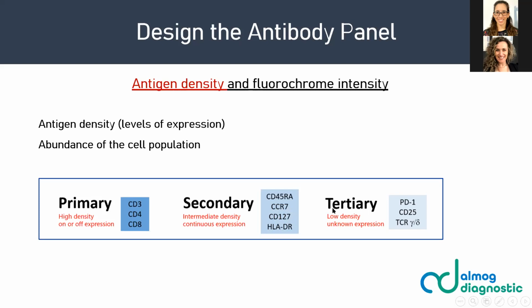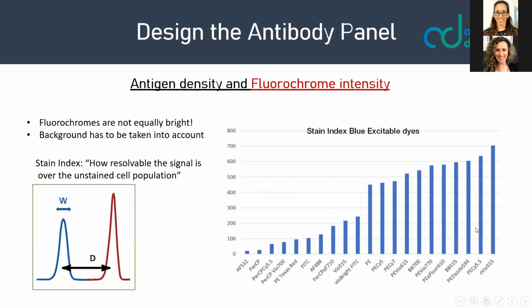And we have the tertiary markers that are low density markers. For example, CD25, it's a smeary and quite a low density marker. It is not expressed many times on the cell surface. So these are things that need to be considered when we go and build our antibody panels.